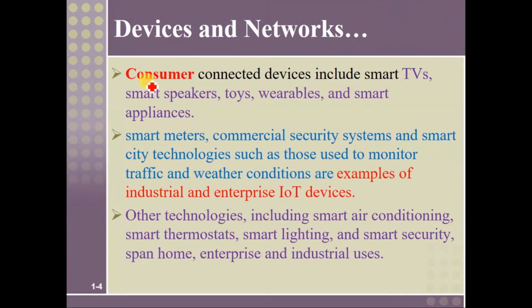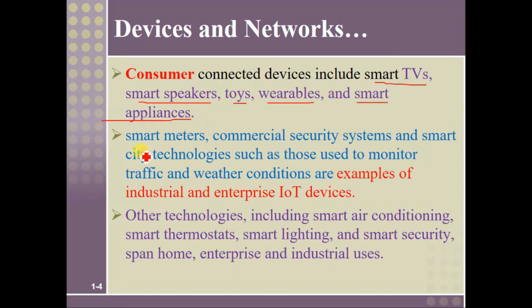The first one is the consumer. Consumer connected devices in the Internet of Things can be a smart TV, smart speakers, smart toys, some smart wearable devices, and some home appliances. These can be categorized under consumer devices.